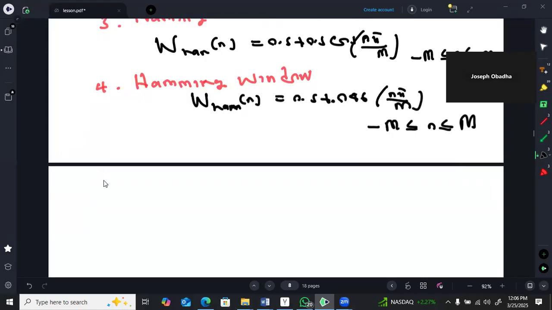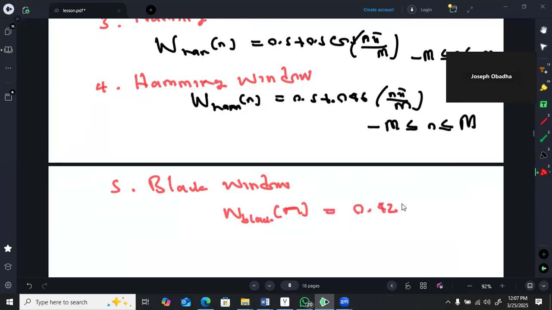We have also the Blackman window, given by W black n equal to 0.42 plus 0.5 cos n pi over M plus 0.08 cos 2n pi over M.